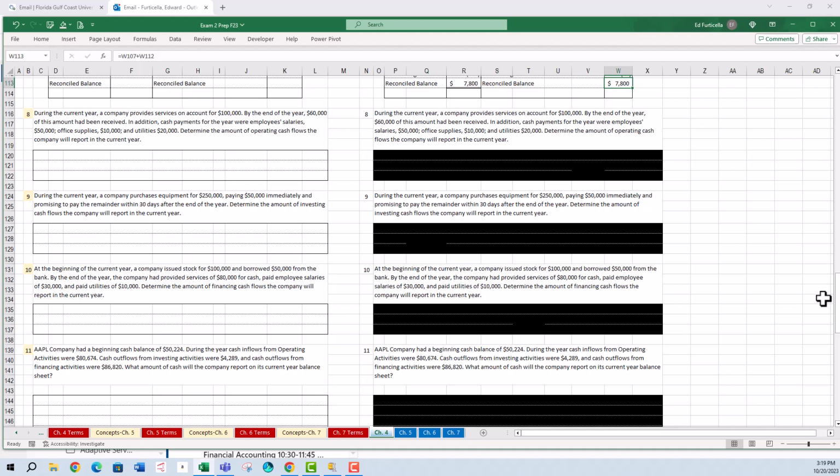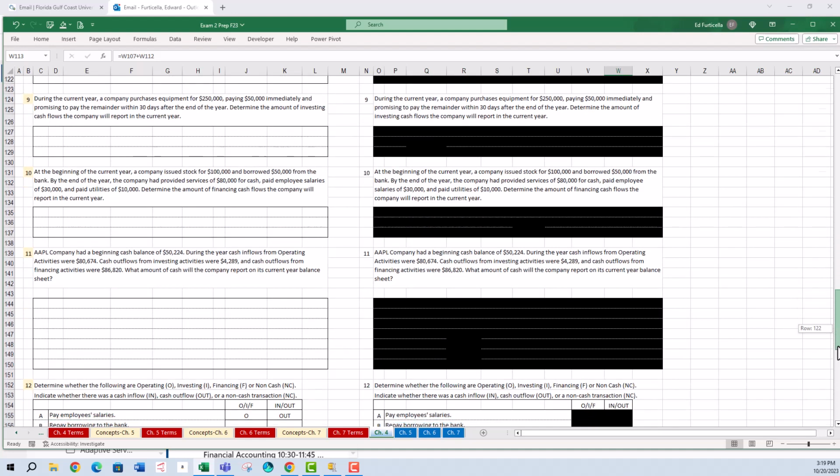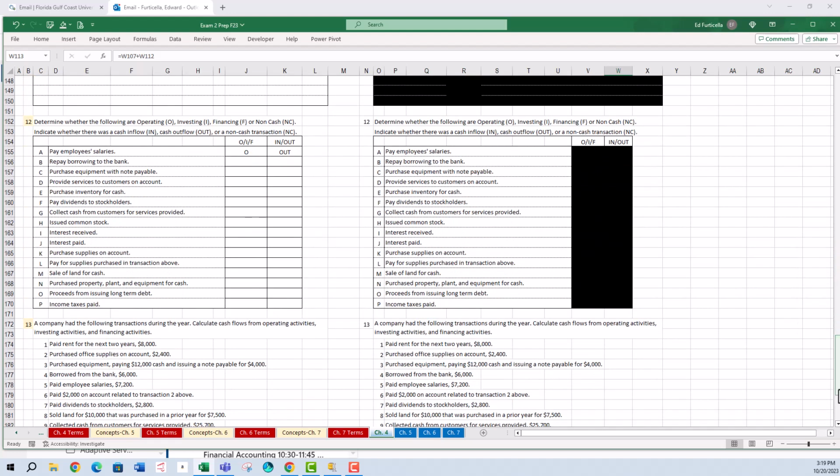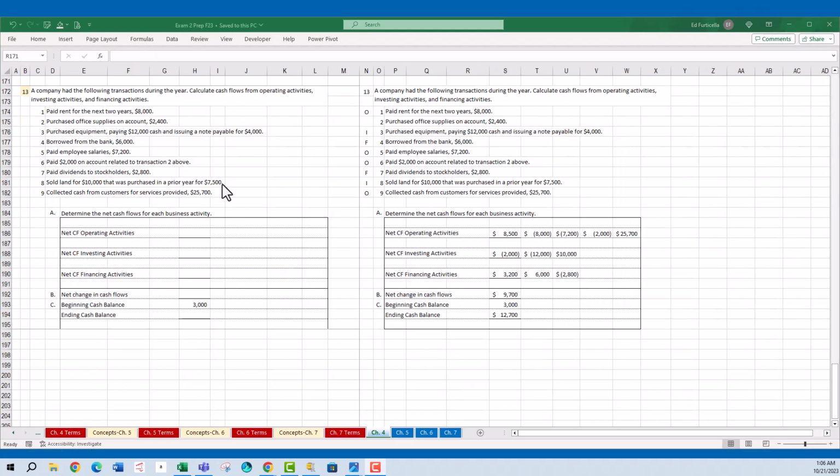Problems 8, 9, 10, and 11 should be done by you. You should look at each of those and be able to solve them. Number 12 is an excellent problem to do. In number 12, we make sure that you understand what transactions are included in operating, investing, and financing activities, and whether cash is flowing in or cash is flowing out given the transaction. I'm going to do number 13 with you.